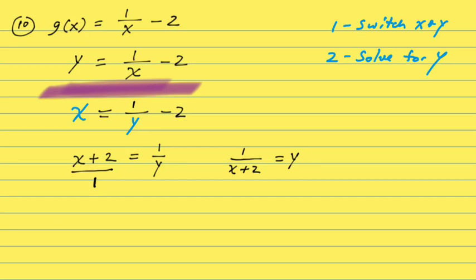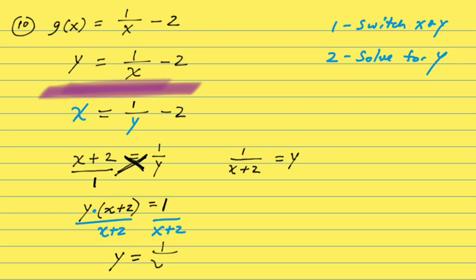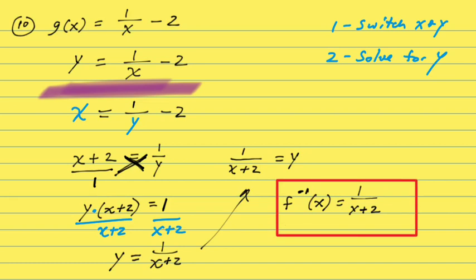Two fractions equal to each other, we can cross multiply. So you have y times x plus 2 equals, what's 1 times 1? 1. What's the opposite of multiplying by x plus 2? Dividing by x plus 2. And hopefully we end up with what I wrote over here. Anyway, they might refer to it as f inverse of x equals this. So that is what the inverse function would be.